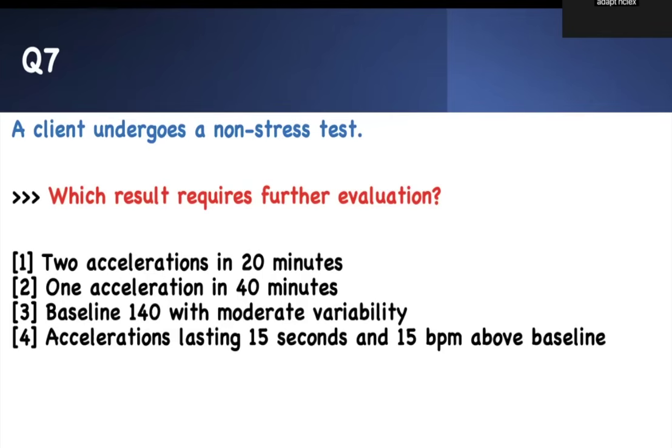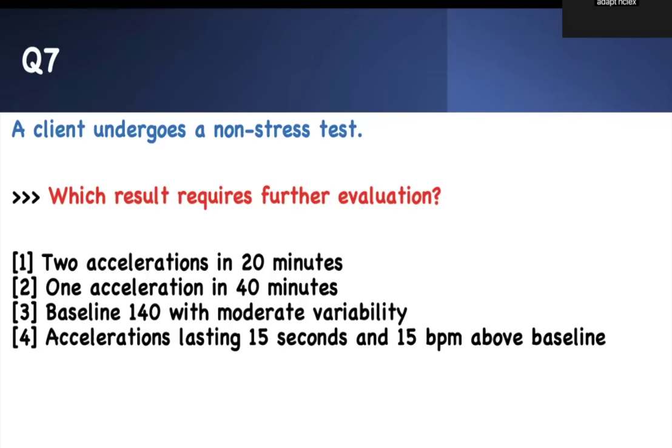Now, I want to go up. That means acceleration. How far do you go? How many times should you go up? That is the key for non-stress test. At least supposed to go up twice, acceleration. It should last for at least 15 seconds. And within 20 minutes, you should have 2 accelerations. And how high should it go up? At least 15. This is the concept.